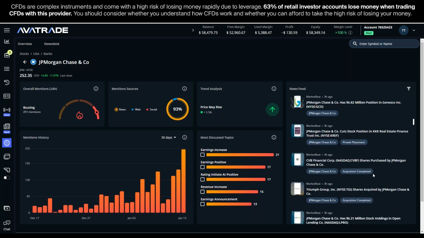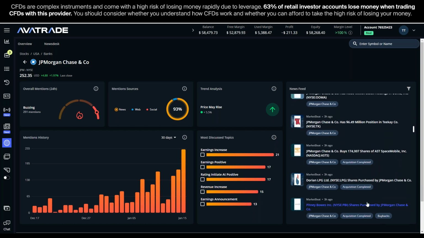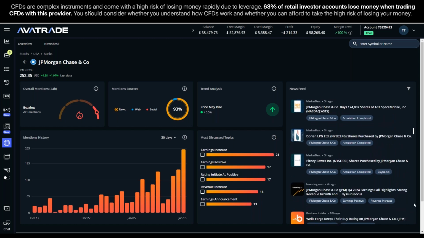And so you can scroll down and it timestamps it just from a few hours ago. All of these links came in, all of this information. JP Morgan Chase & Company has 6.49 million position in Tesco Company. Okay, I don't know if that news will sway you, but you could click on the link and bring up the article and read about it. Sometimes there's news here that doesn't really pique your interest. Sometimes you see articles that do pique your interest and help you decide whether you want to trade on something.